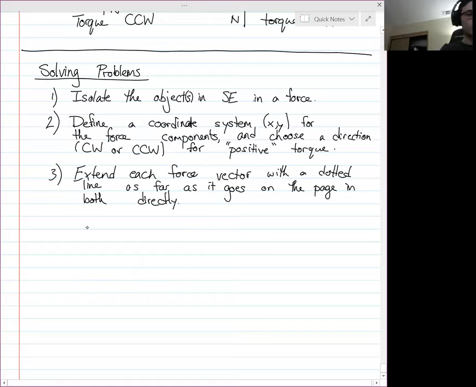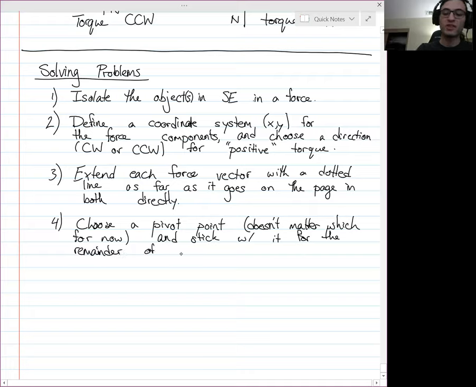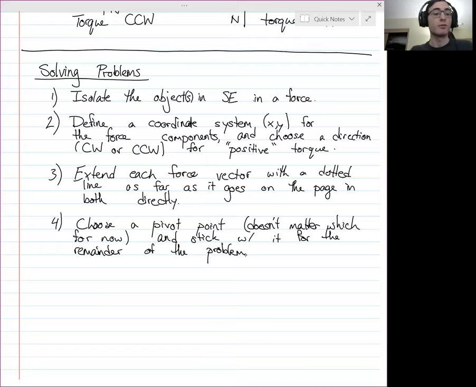Step four, choose a pivot point. It doesn't matter which. And stick with it for the remainder of the problem. That means that you have to calculate all torques about that pivot point, and all the angular accelerations that you end up calculating, or that you might end up calculating, are relative to that pivot point.